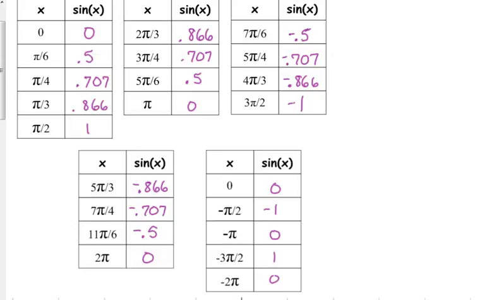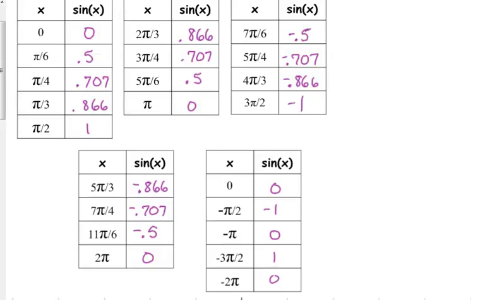The second quadrant is the second piece of the table, and sine is still positive. The third piece of the table is the third quadrant, and remember, as you go into the third quadrant, sine is talking about your y values, so they become negative, but they're still the same values. Then the fourth quadrant is down here, 5 pi over 3, 7 pi over 4, and so on.